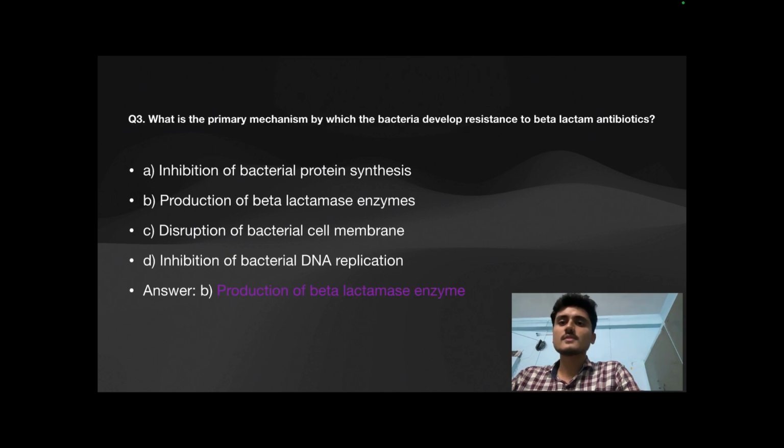Question number 3. What is the primary mechanism by which bacteria develop resistance to beta-lactam antibiotics? Option A. Inhibition of bacterial protein synthesis. Option B. Production of beta-lactamase enzyme. Option C. Disruption of bacterial cell membrane. Option D. Inhibition of bacterial DNA replication. Answer: Option B. Production of beta-lactamase enzyme.